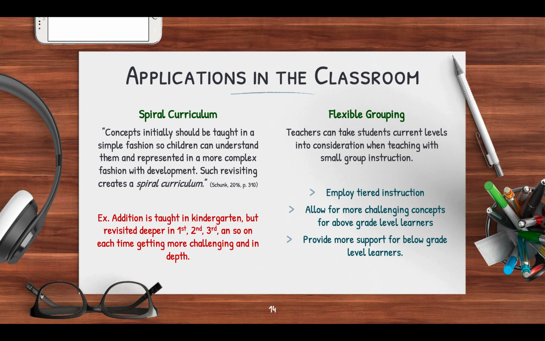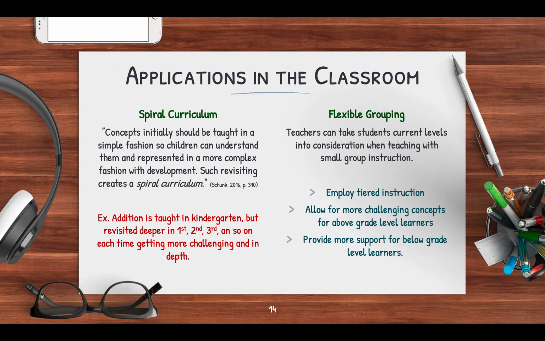So one of the things described in the text is a spiral curriculum where concepts should initially be taught in a very simple, basic manner so that the children can understand them. And then as time passes and you revisit them, you can get more and more complex, which is the spiral curriculum. So for example, if you think of addition in math, in kindergarten, it's very basic.